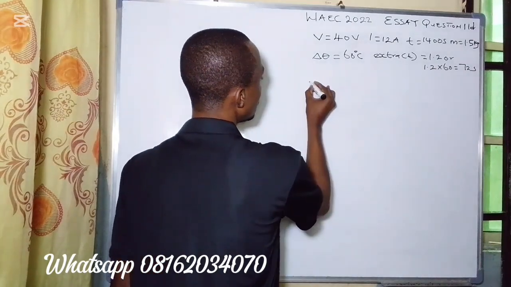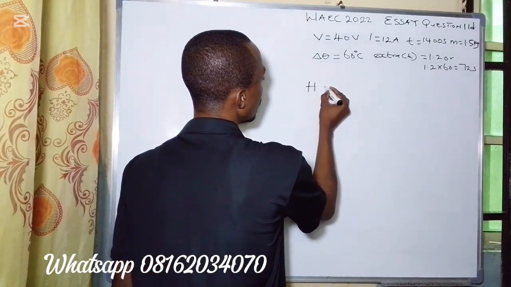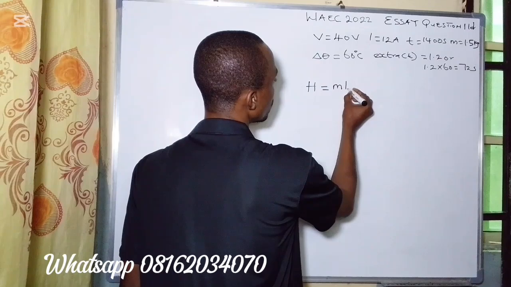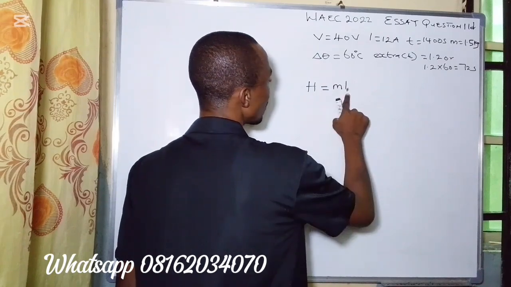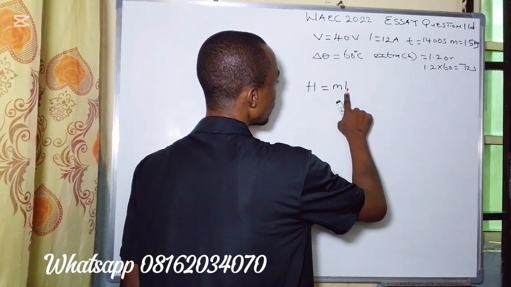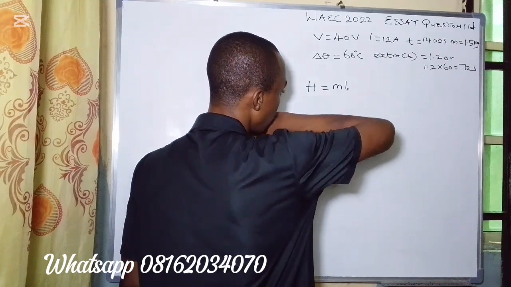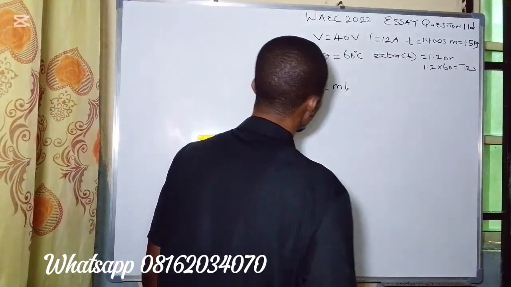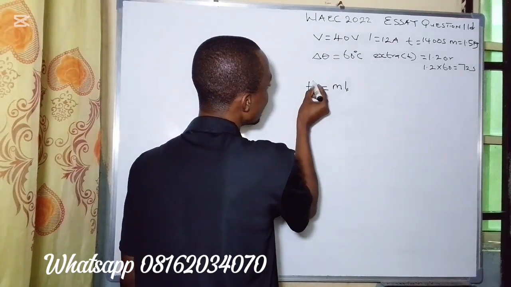So latent heat will give you mass times specific latent heat of fusion. I'll put L sub F. This one is the specific latent heat of fusion, I mean to say, the latent heat of fusion. Sorry for that. So what I'm asked to find is this.